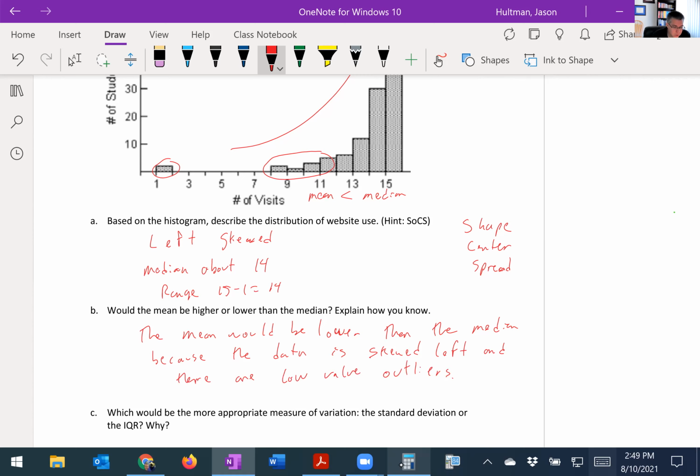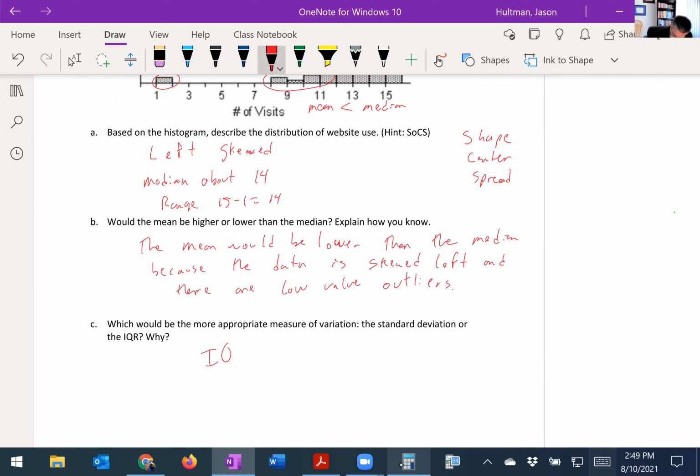Okay, C, which would be more appropriate measure of variation to use, standard deviation or IQR? Well, it would be IQR since the data is skewed. Since the data is not symmetric, we would go with the IQR. And we also would go with the median for the middle, because it's resistant to skewed data.